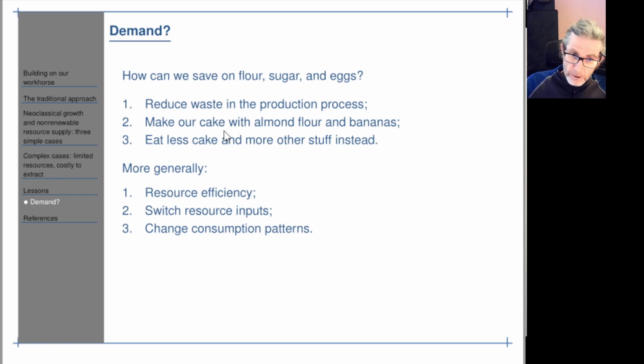So how can we save on flour, sugar, and eggs? We could reduce waste. We could make the cakes more efficiently. It's quite tricky with cakes, but with lots of other products, we can imagine that the potential is great. We could use other inputs, or we could shift on the demand side. We could have composition effects and shift out of cake, so we can still have economic growth even if we don't increase our cake consumption, because we can increase consumption of other stuff.